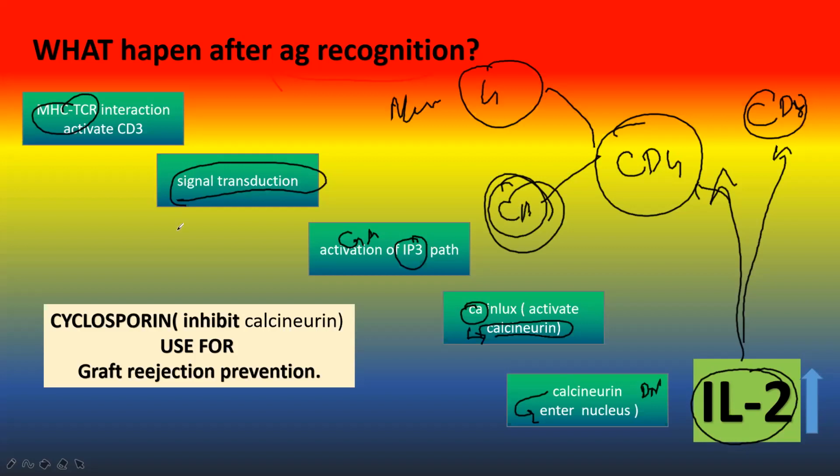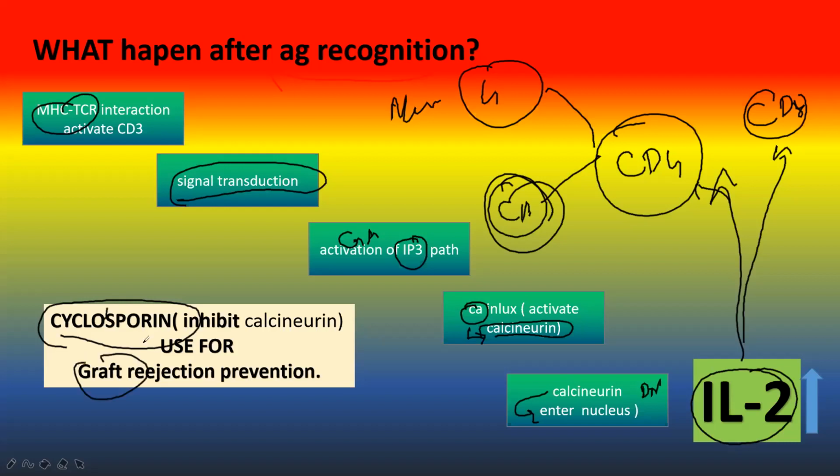So here, see another clinical point, cyclosporin. What is cyclosporin? This is a T cell suppressing drug, okay? This we use in graft, when the patient receives transplantation, because our immune system can reject that transplanted organ. So to suppress the T cell, we can use cyclosporin, to prevent graft rejection. So cyclosporin doing what?